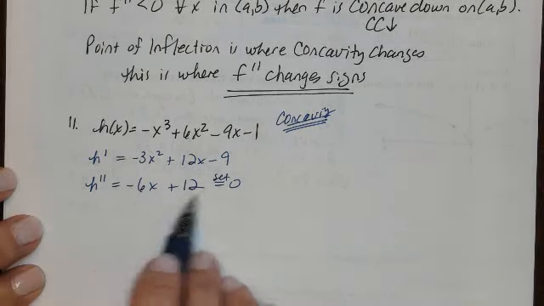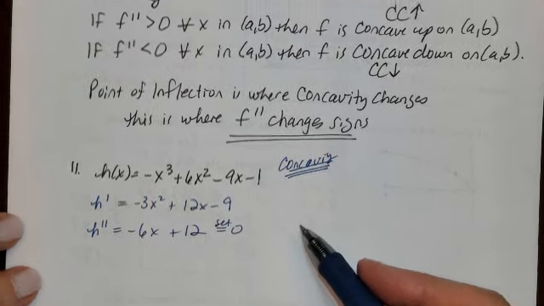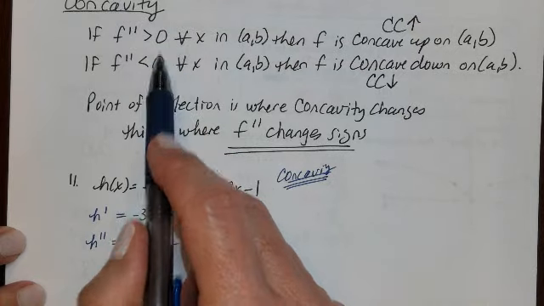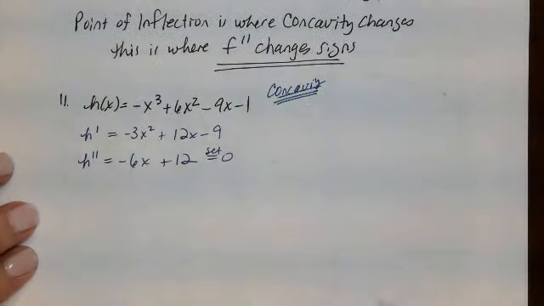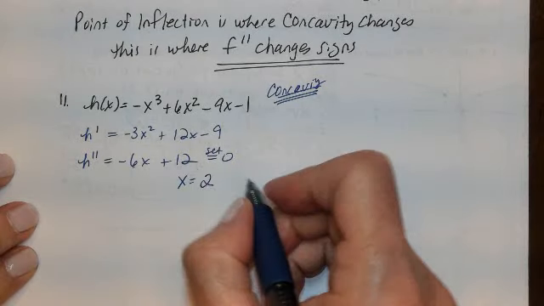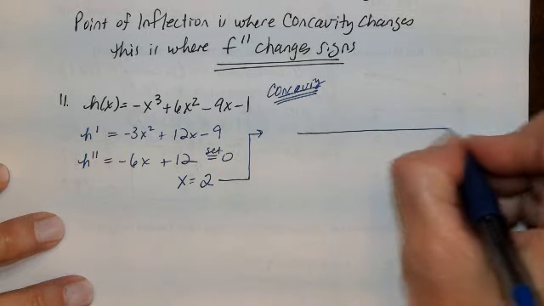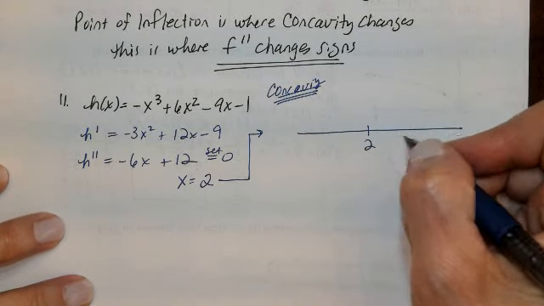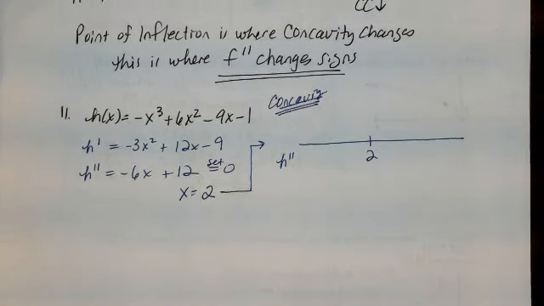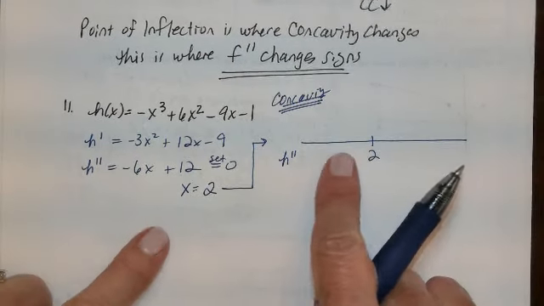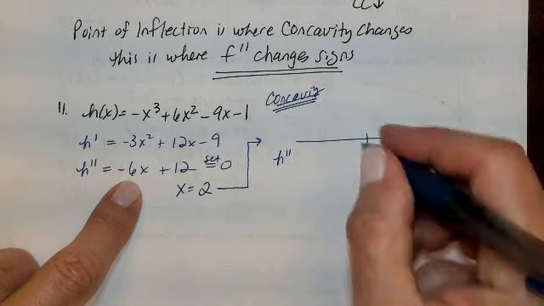Nothing makes this undefined, but if it did, we would need to put that on our sign chart as well. And by the way, we are doing a sign chart because we're looking for signs. Anytime you're looking for signs, do a sign chart. So x here is 2, and that's the only thing that will go on our sign chart. We're doing a sign chart on the second derivative because we're looking for concavity. I'm going to put in 0, and if I put in 0 for x right here, I get a positive.